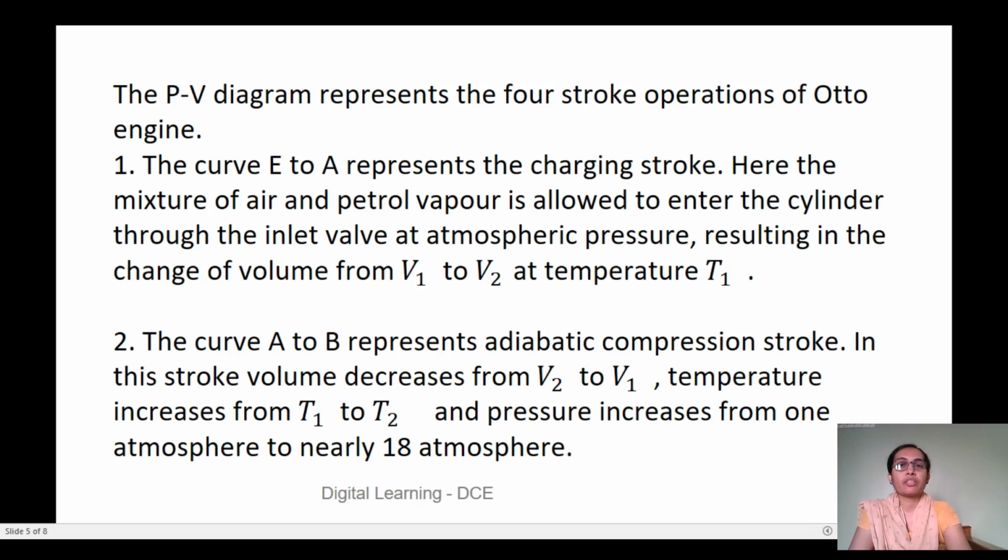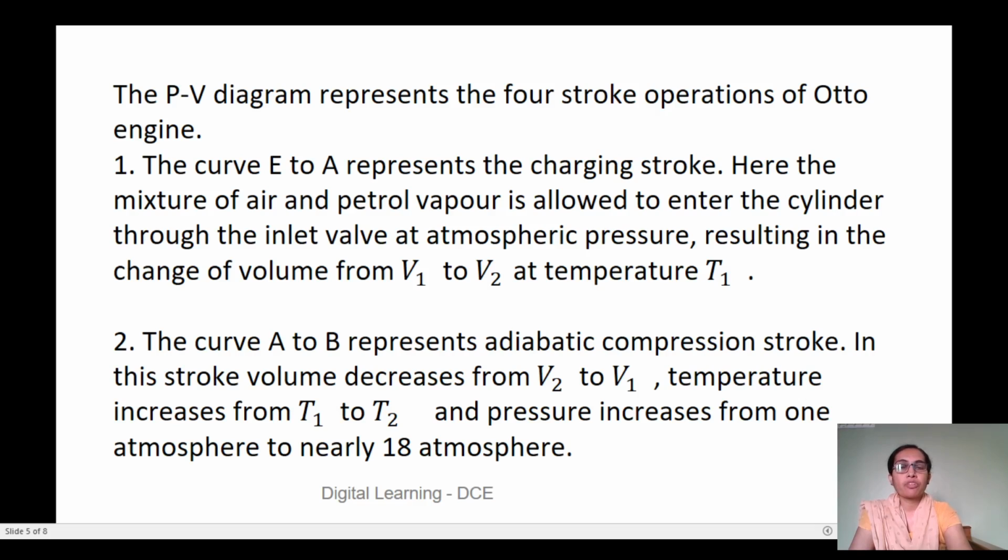The PV diagram represents the 4-stroke operations of the Otto engine. The curve E to A represents the charging stroke. Here the mixture of air and petrol vapor is allowed to enter the cylinder through the inlet valve at atmospheric pressure, resulting in the change of volume from V1 to V2 at temperature T1. The curve A to B represents the adiabatic compression stroke.